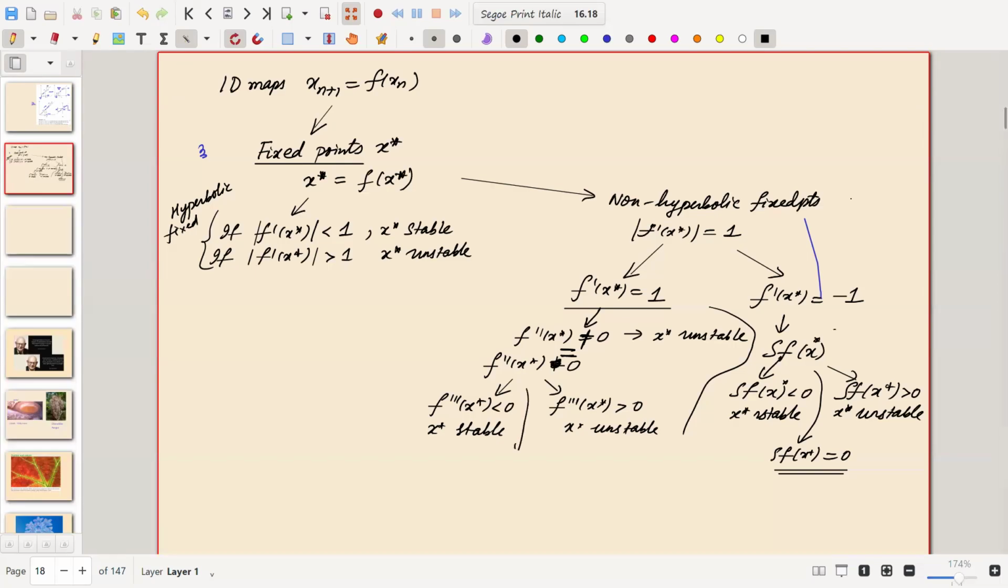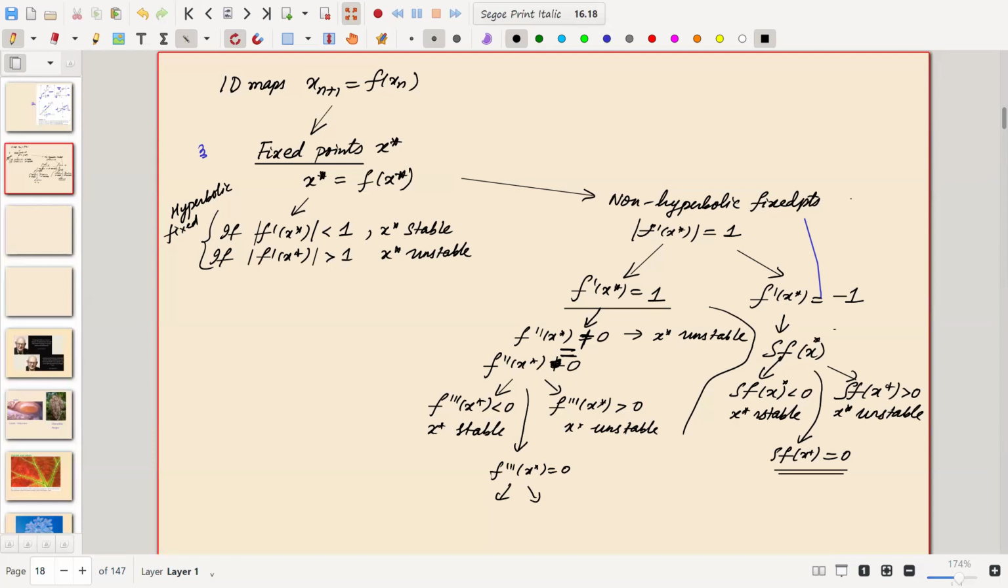Yeah, these are special cases. F triple prime can also be equal to 0. Then there will be further cases which we are not discussing. That's a good question. A lot of cases are still possible, a lot of branching can still be done, but those get complicated. I am just showing you some parts only, not the whole detailed version.